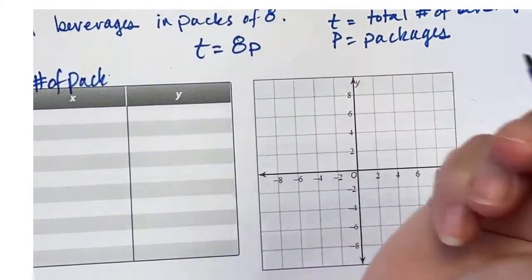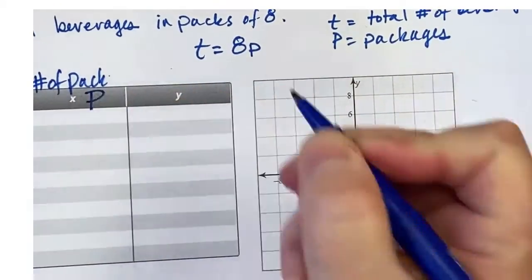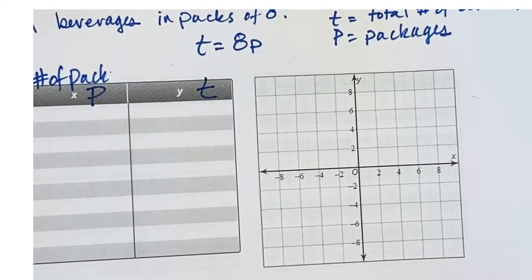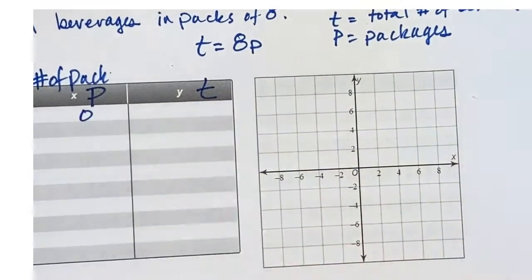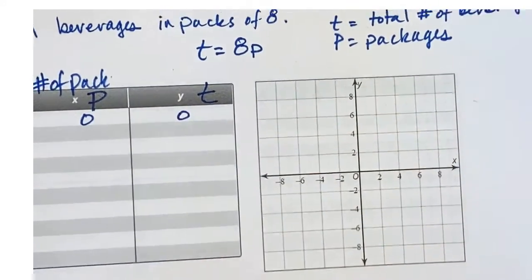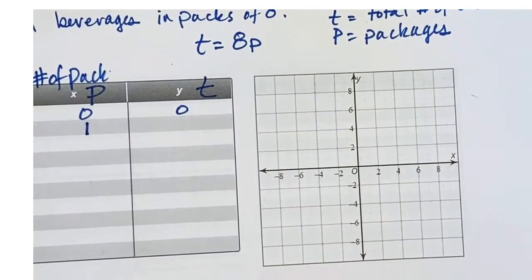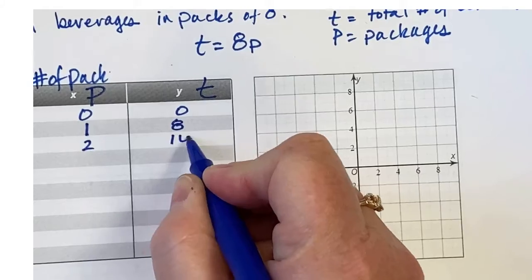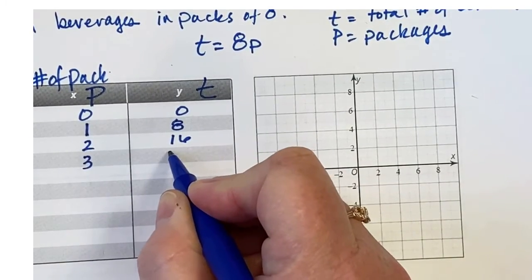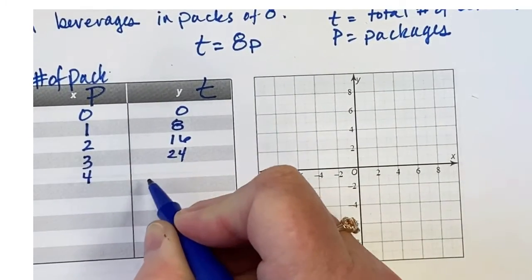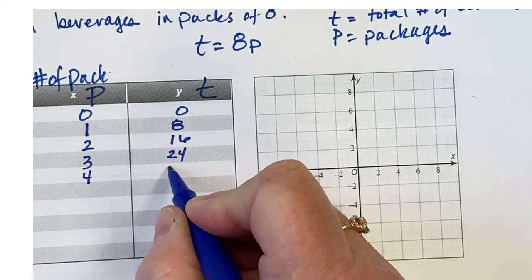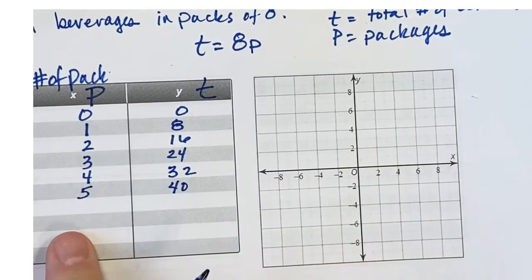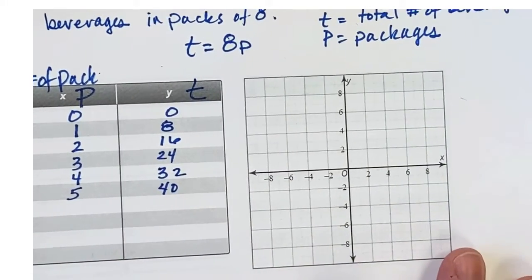And we're going to call that P. And so that will give us T, the total number. Now, if I buy 0 packages, I'm going to have 0 beverages. That's really easy. If I buy 1 package, I'll have 8 beverages, 2, 16, and so on. So you can continue to fill this out. And I'd like you to write this one down in your comp book. And let's go to 5. So I know that if I bought 5 packages, I'll have 40 beverages.